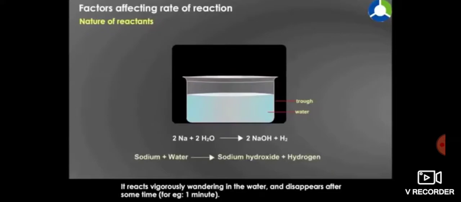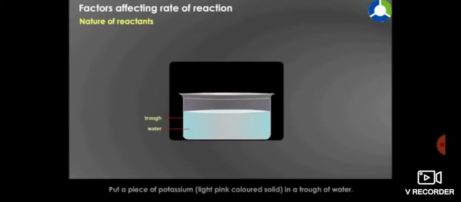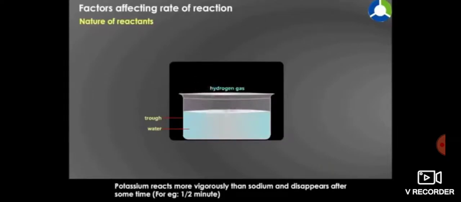2Na sodium plus 2H2O water gives 2NaOH sodium hydroxide plus H2 hydrogen. Take a trough containing water. Put a piece of potassium, light pink colored solid, in a trough of water. Potassium reacts more vigorously than sodium and disappears after some time. For example, half a minute. So see, sodium took more time than potassium. The rate of reaction in case of potassium was faster in this case.